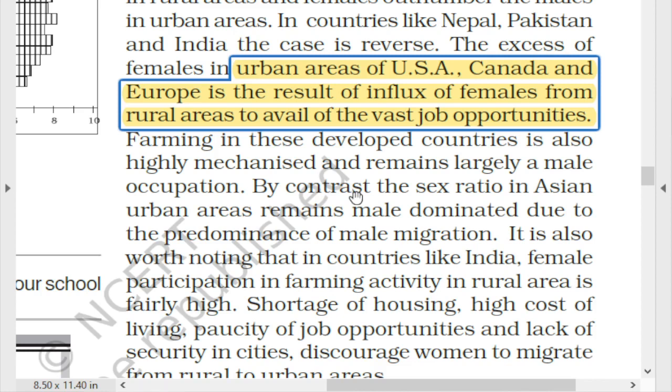And in these countries, जो developed countries, जहाँ पे farming is mostly mechanized and remains largely a male occupation. इन देशों के अंदर जो developed countries है, वहाँ पे जो फार्मिंग है वो क्या है, मशीनाइज्ड है, या जो दूसरे प्राइमरी एक्टिविटीज है वो ज्यादातर मशीनाइज्ड है, इसलिए वो मोस्टली मेल डोमिनेटेड occupations.